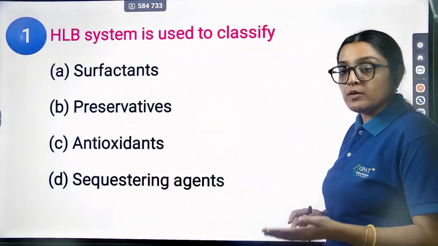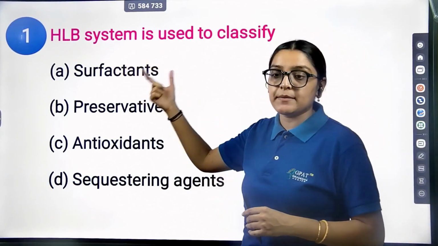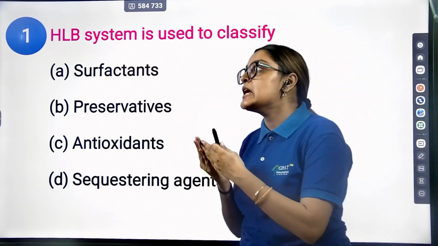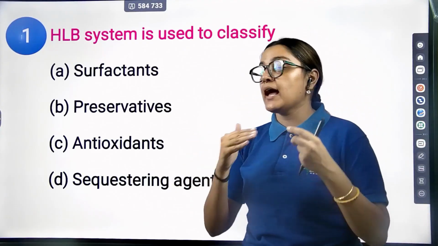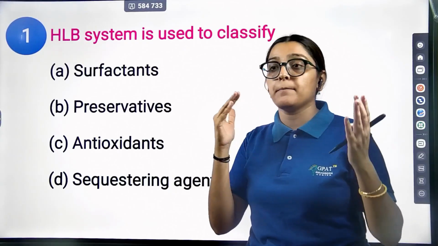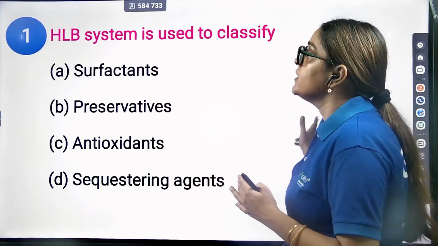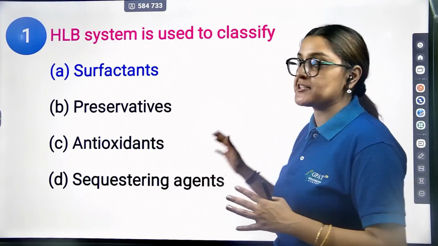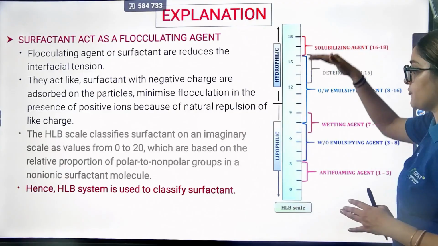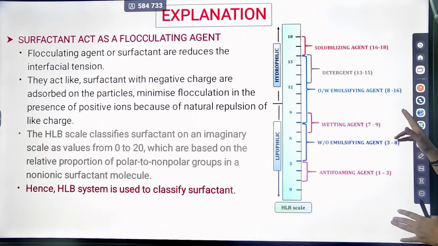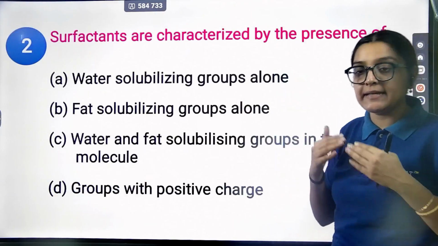Okay. So let's see simple questions on the topic which we have seen. HLB system is used to classify. We have seen the surfactants contain both hydrophilic and lipophilic groups. So we have to make a scale by balancing out both of these. So surfactant is the simplest and best example which is used for the HLB scale. Here we have our values starting from 1 and going towards 20. As the value increases, the hydrophilicity increases.